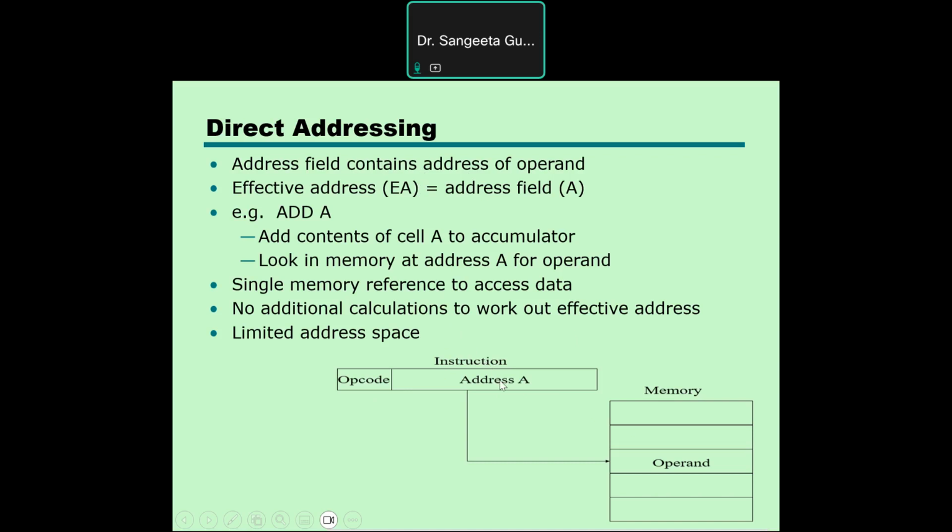In this example, it represents the address field A. Adding the contents of cell A to accumulator, and trying to find in memory at a particular address A the operand, is the representation of direct addressing mode.